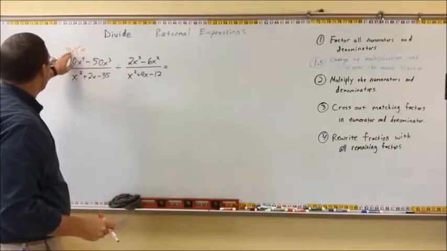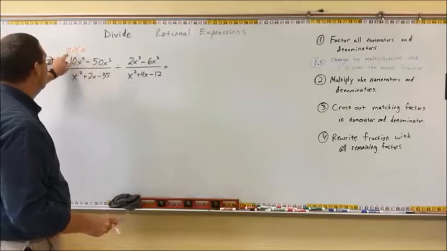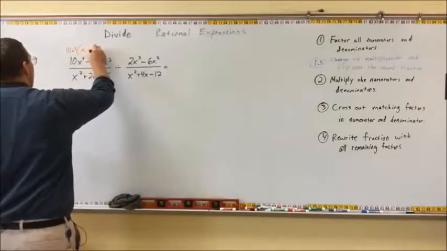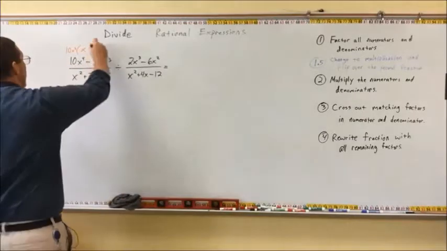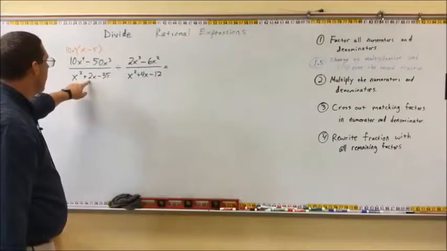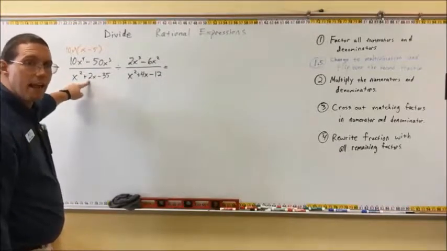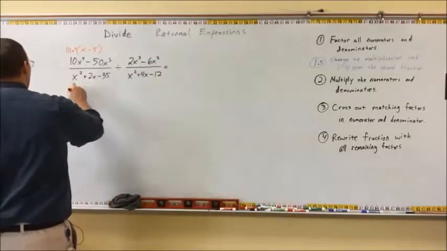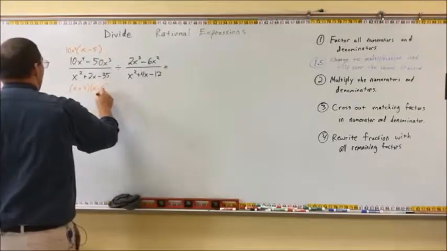What's 50 divided by 10? That's 5, right? But this is minus 50. Negative 50 divided by 10 is negative 5. And the x cubes cancel each other. Okay, good. Down here, two numbers that multiply to negative 35 but add up to positive 2: positive 7 and negative 5. So x plus 7, x minus 5.